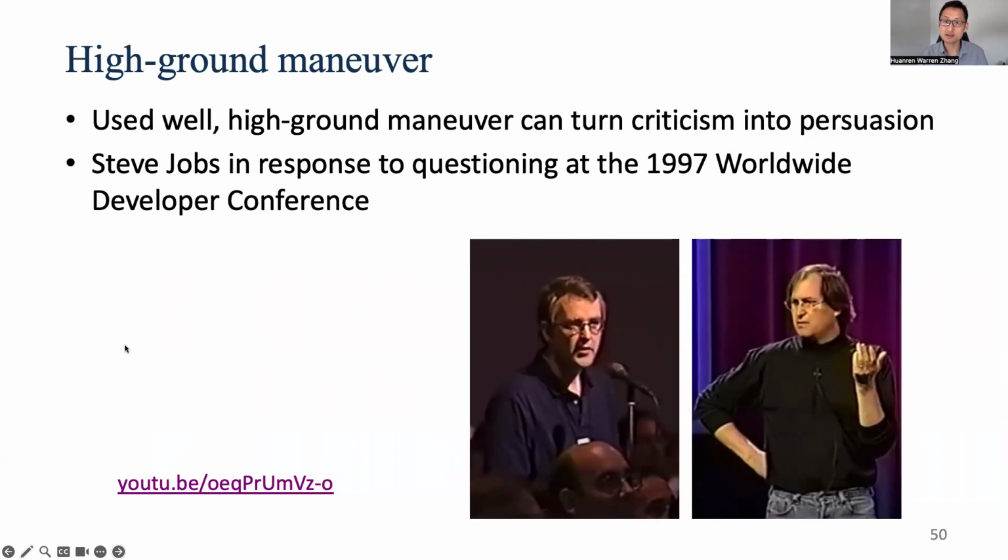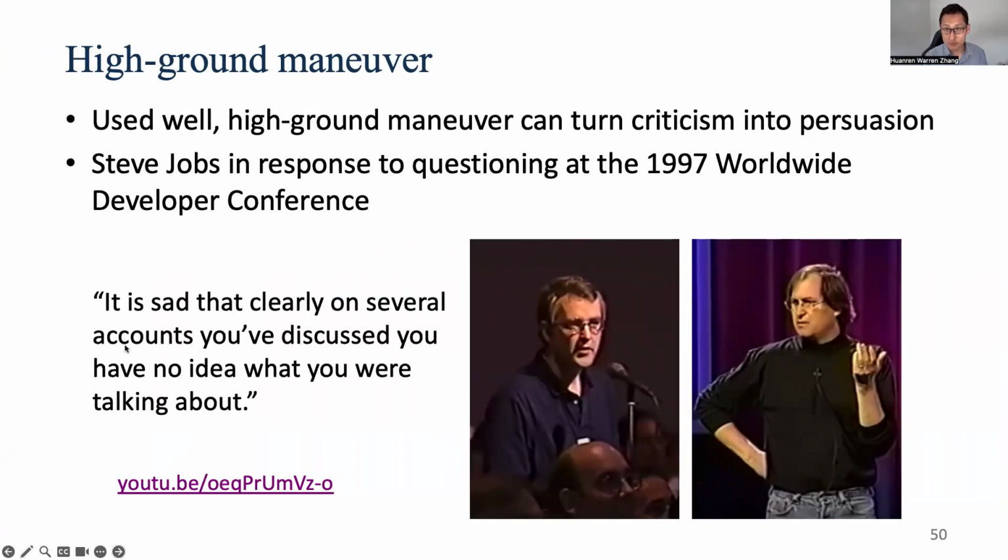Okay, so that's a great example demonstrating how to turn criticism into persuasion, right? So here, one thing that I want to pay attention to is that when in a situation like this, when you try to persuade, what you are trying to do is not to change the opinion. Your major goal is not to change the opinion of your criticizer. You are trying to change or exert influence among the other audience.